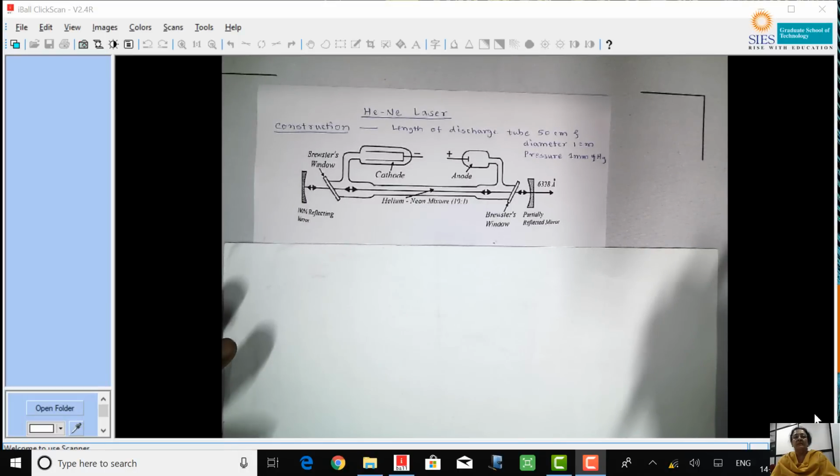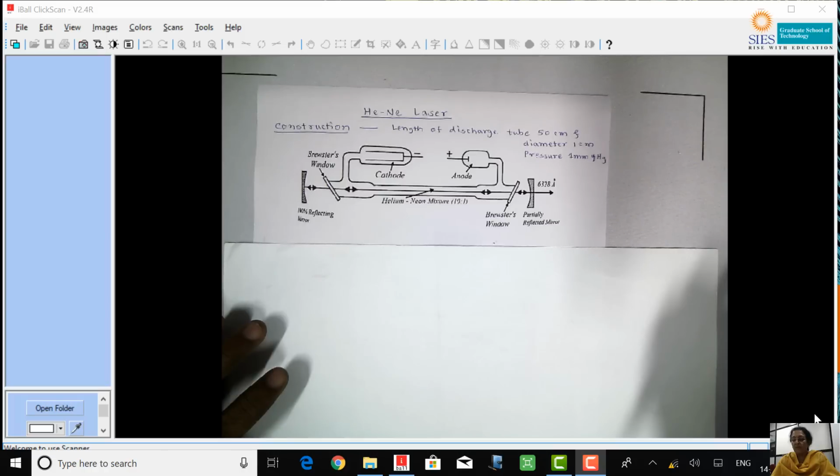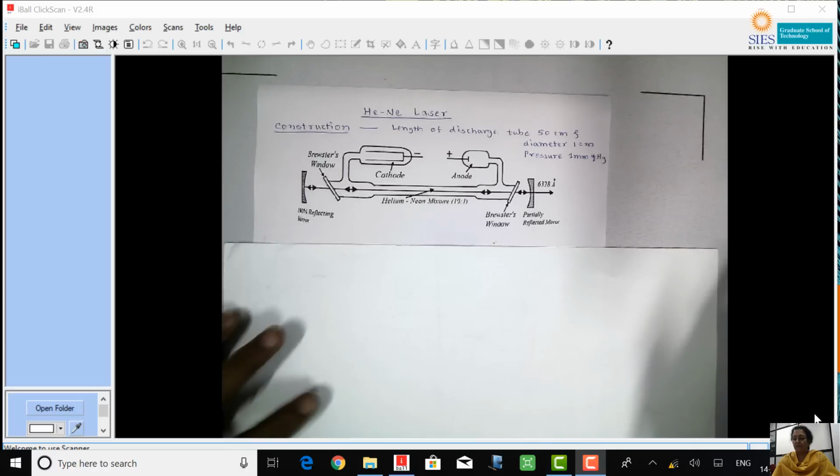Let us understand the construction and working of helium neon laser. Helium neon laser is the example of gas laser and it is characterized by very sharp energy levels. Here we are not using optical pumping, but gas discharge is used to pump the atoms. Let us first understand the construction part of it.